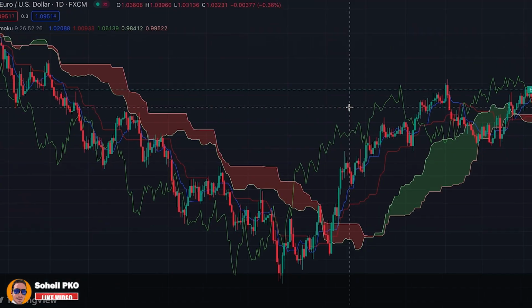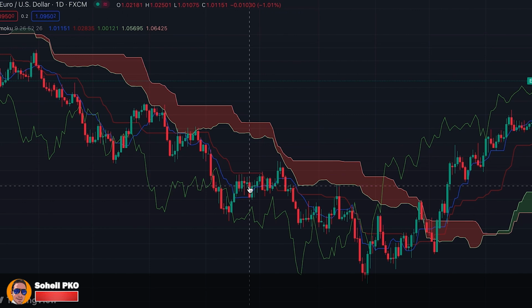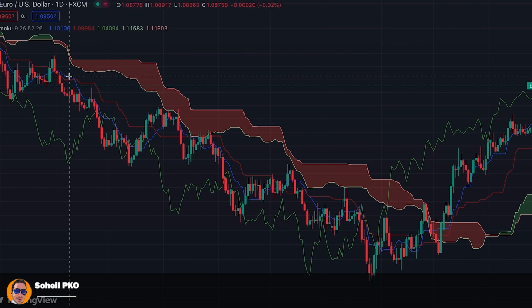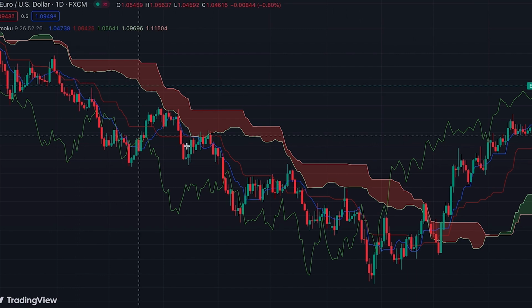Alright, now let's see how we trade based on Ichimoku cloud. When the price is below the cloud, it means that we are in a downtrend, so we must look for short position opportunities. When the blue line, the conversion line, crosses below the baseline, the red line, it's a sell signal. In other words, it's a signal for opening a short position.